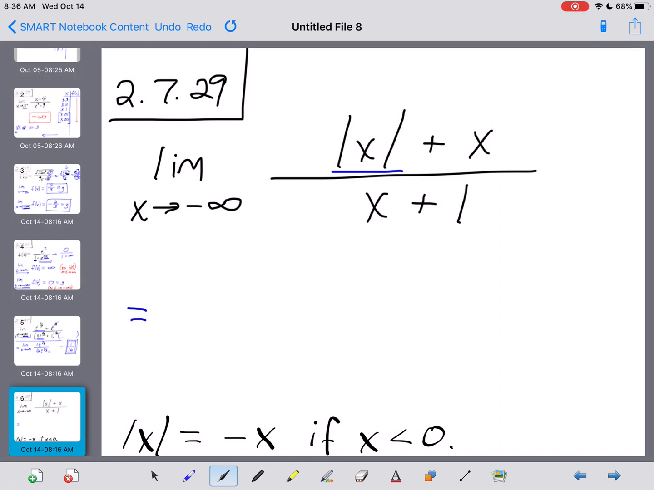Think about that, guys. If we were to put in the absolute value of negative 8, that would equal the opposite of the x value you put in. x was negative 8, and the opposite of negative 8 is 8. And that happens because we put in a negative number here.